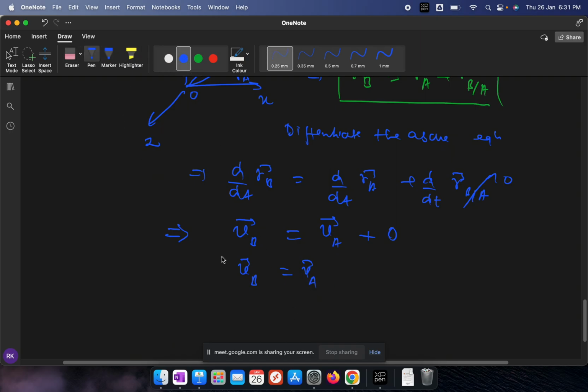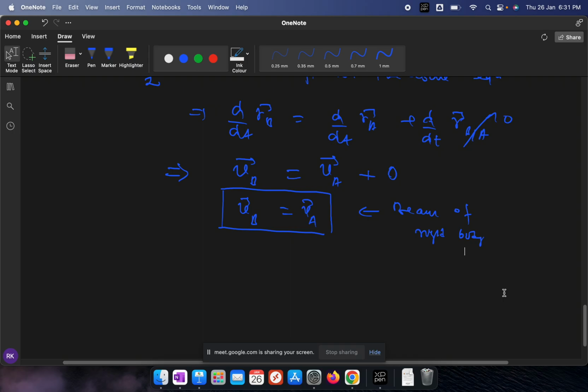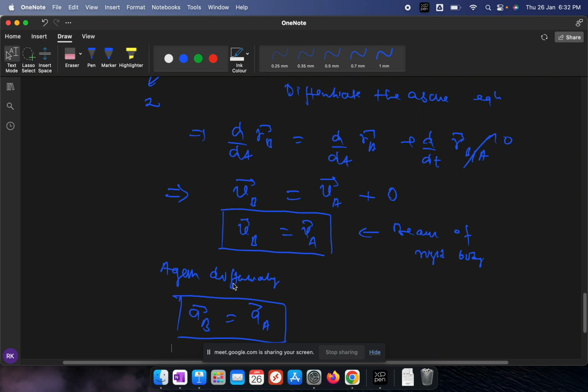Yeah. So I'm talking about the case of translation. Okay? In the case of translation, because of rigid body. Now if you differentiate again, differentiating, then what we will get? AB equal to AA. Again, this is the case of translation. Okay, so what does it mean?